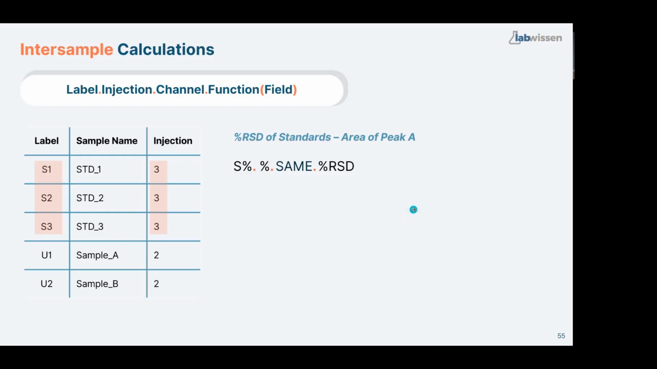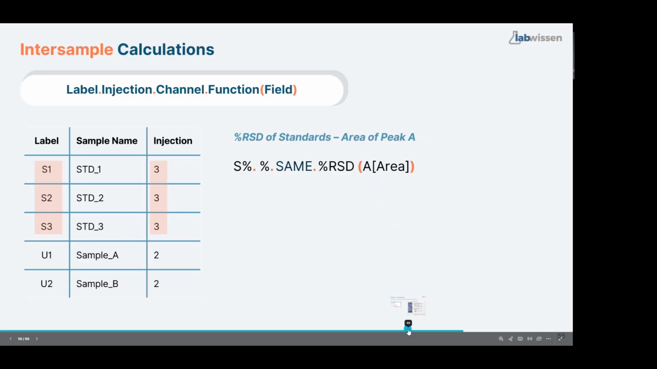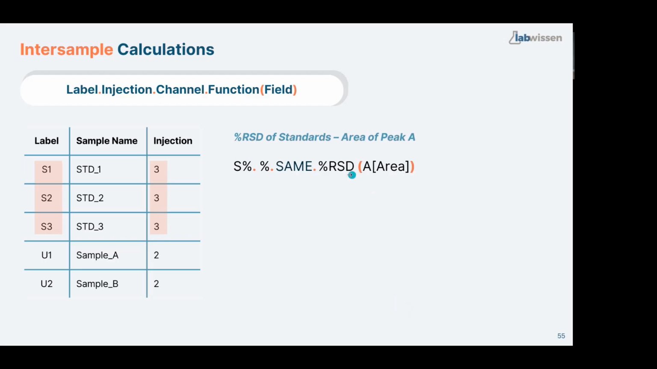Then you put your function, percent RSD, and then we put our field. It's area of peak A. We've already learned how to do reference. Lisa's pencil. Lisa is A, pencil is area. When I typed it here, you see I have a space here. Please, no spaces. It looks like a space, but no, you don't need a space. Good.